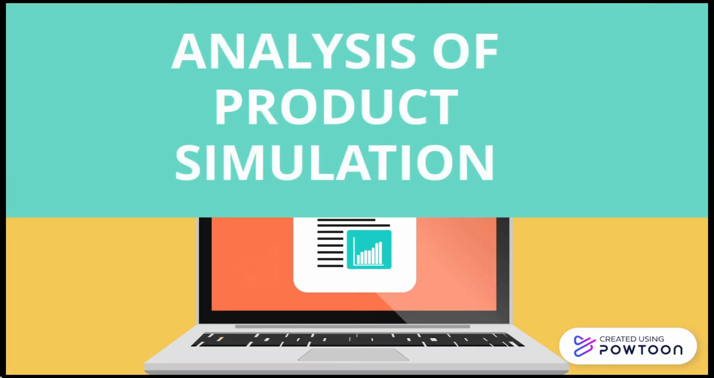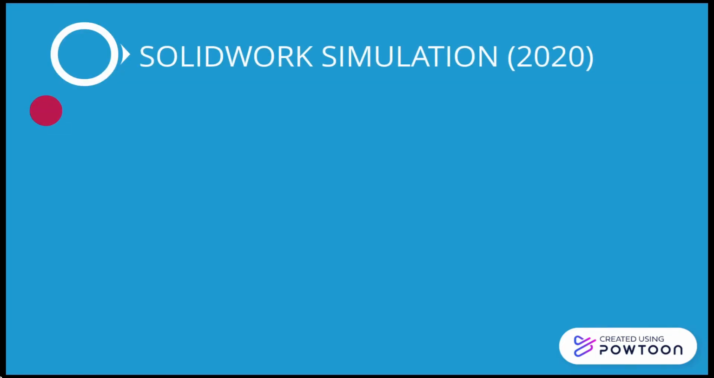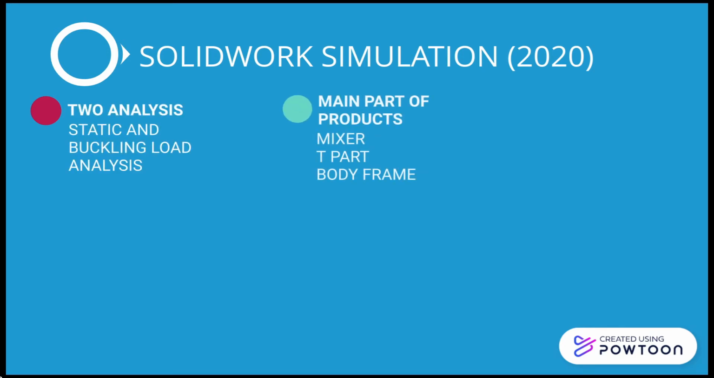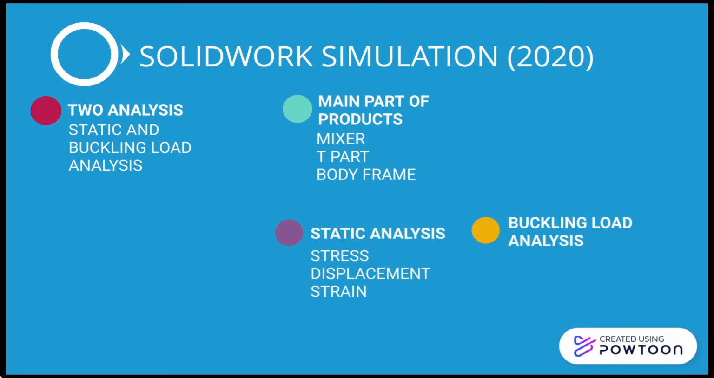Next, we move to the product simulation. In this product, it has been divided into several parts, of which the main parts are mixer, T-part and body frame. Simulation will be carried out on these parts using SolidWorks Simulation Software version 2020. During the simulation process, load will be applied to the component.